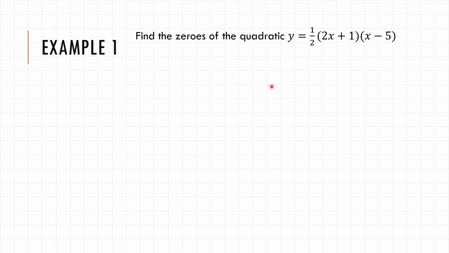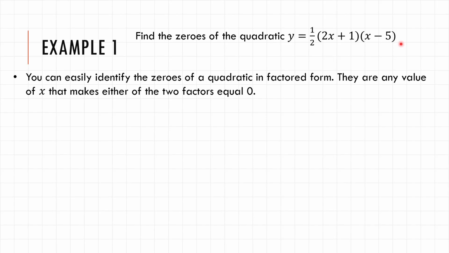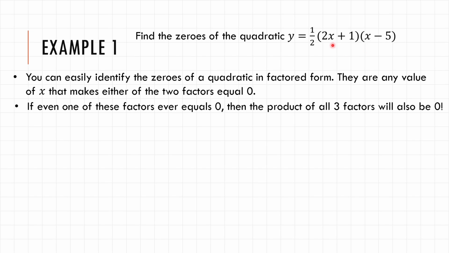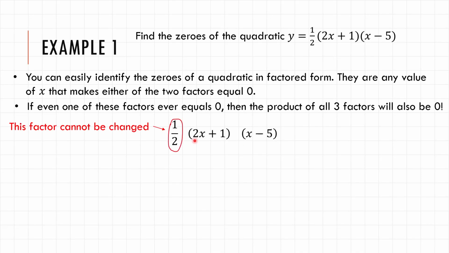In this example, we're going to find the zeros of this quadratic. So we can easily identify that when it's in factored form, there are values of x that make either of these two factors equal 0. Because if either one equals 0, then when we multiply them all together, they will be 0 as well. This is the first factor here, and it can never be changed because there's no x in it. Changing x doesn't change this one at all. This factor is pretty easy to take a look at. If x is positive 5, 5 minus 5 would get us 0.